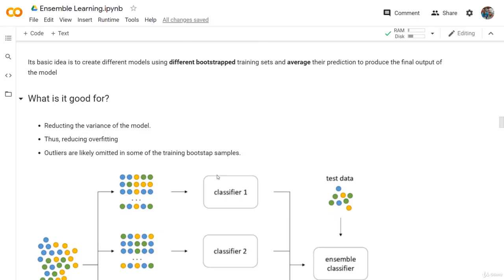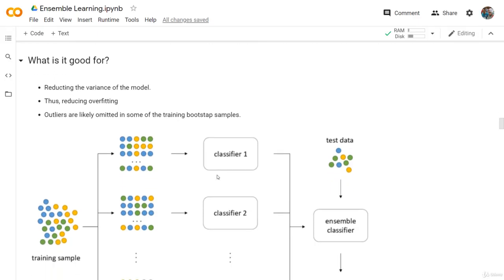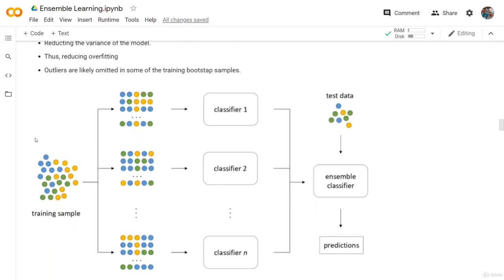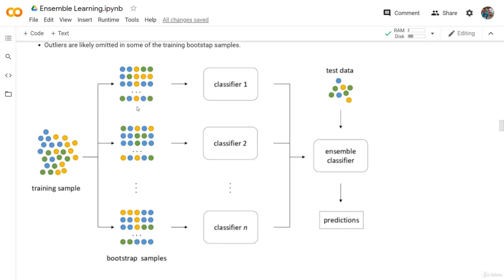Now, this is also a visualization of what happens. We have the training sample, okay? So this is our training dataset. We will create bootstrapped samples using the bootstrapping technique. So we create the first training dataset, the same size as the training sample, but with replacement. And the same here, the same here. So we can have n samples, okay?